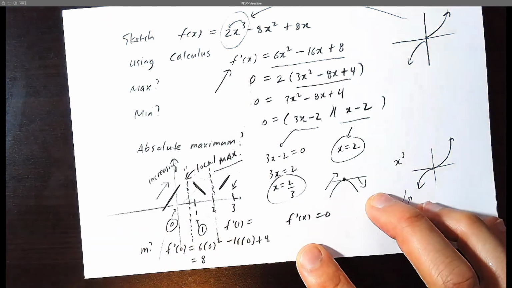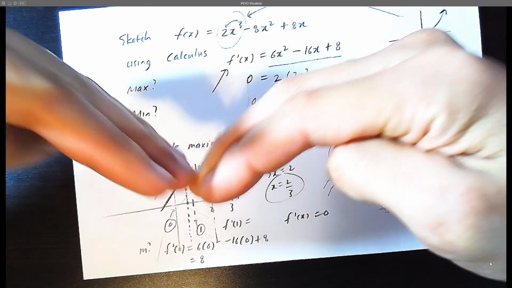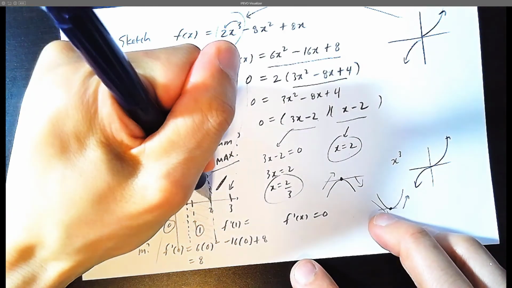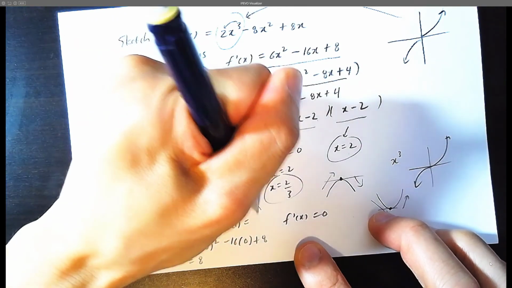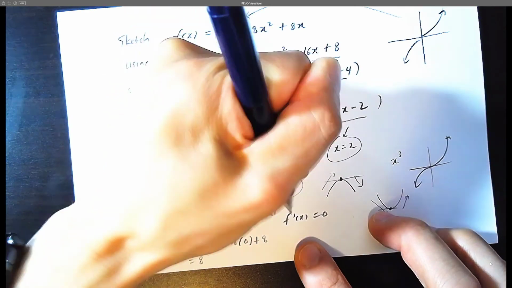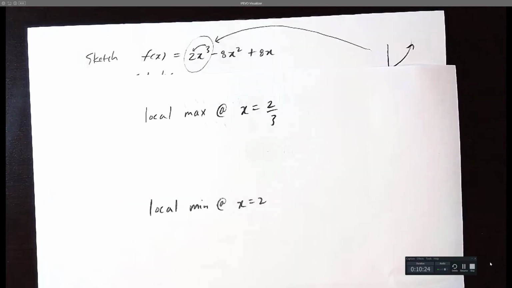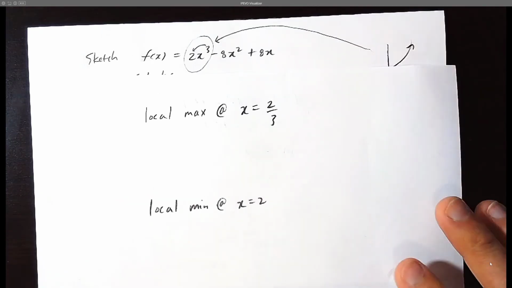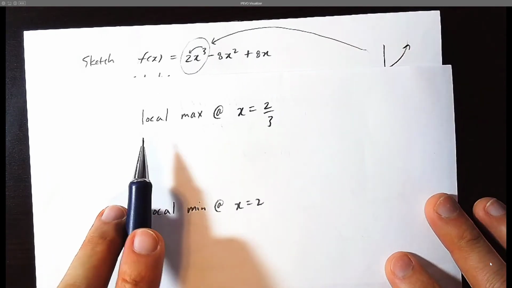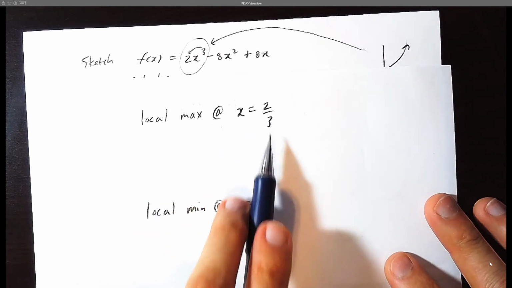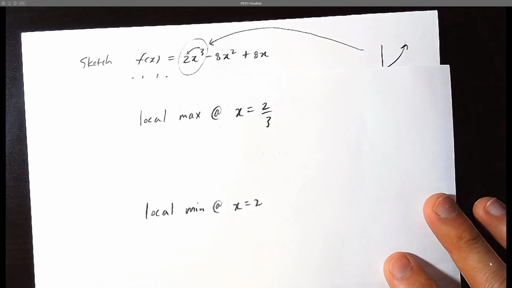So I'm going to just draw a stick here. And again, we have a nice valley. So therefore this is called a local min. We have a local minimum at x equals 2. So we just drew a nice stickman drawing, and we came to the conclusion that there's a local maximum at x equals 2/3 and a local minimum at x equals 2.